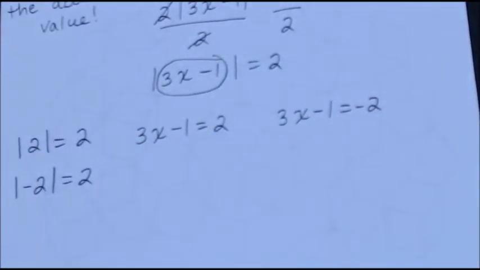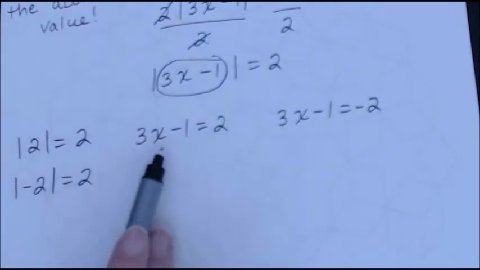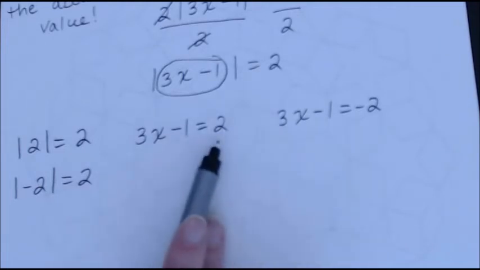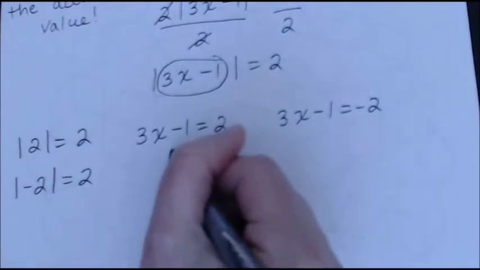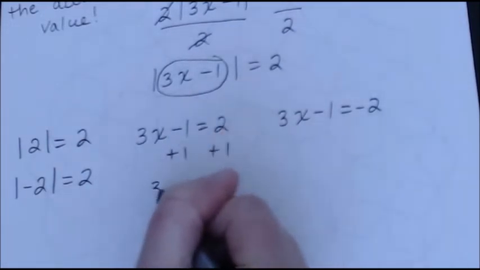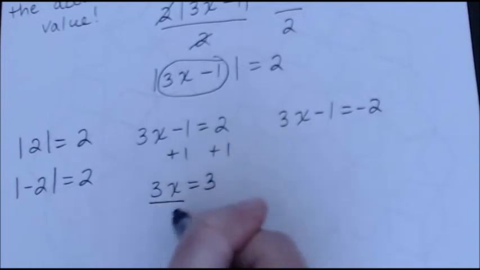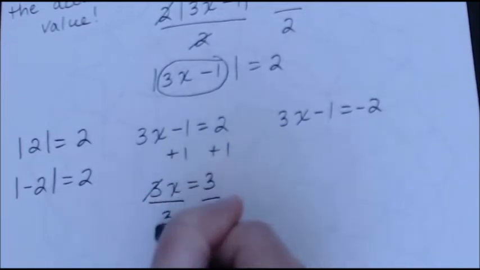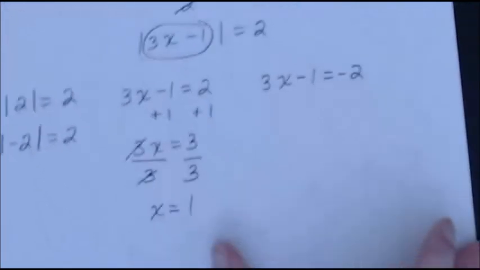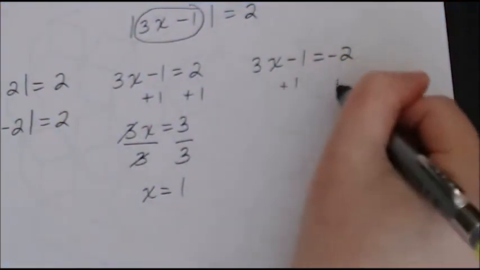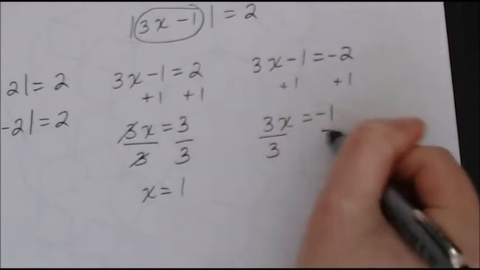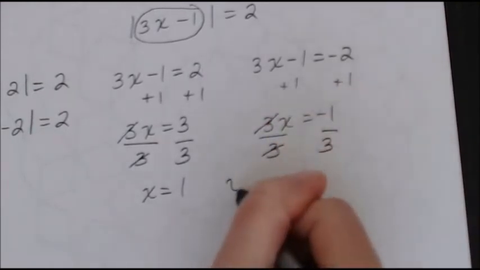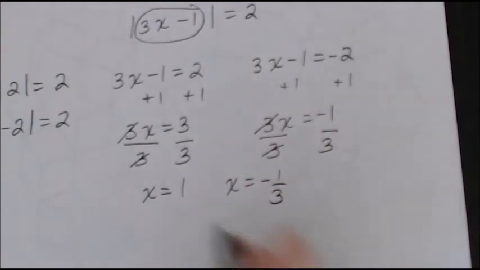You're not going to change anything on the inside of the absolute value equation. If there's a negative, there's a negative. Leave it alone. You're just going to take whatever that expression is and set it equal to the positive and the negative of the number we're trying to find it equal to. Then you're going to solve each equation individually. So I have 3x equals 3, divide by 3. I get x equals 1. Over here, I'm going to add the 1. I get 3x equals negative 1, divide by 3. And I get a solution of x equals negative 1/3.